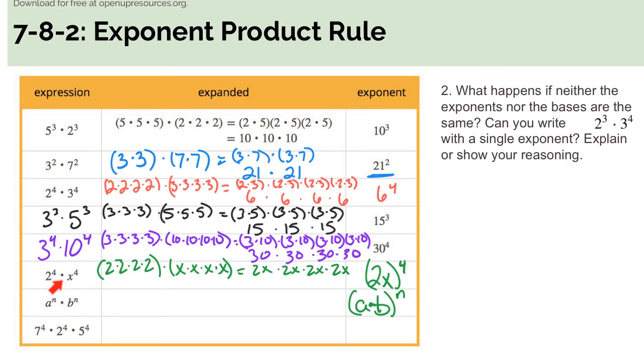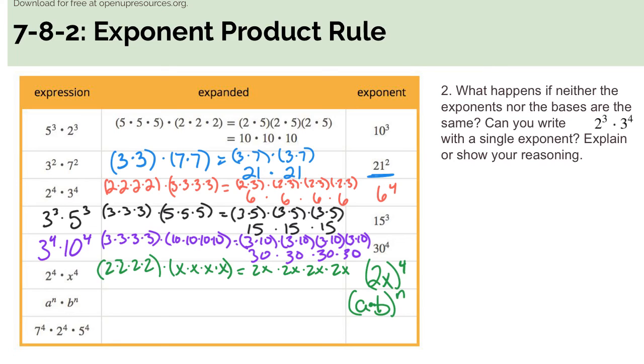Okay, 2 to the 4th times x to the 4th. Again, I expanded that out. And when I rearrange, I can write it as 2x times 2x times 2x times 2x. And that would be the same as 2x to the 4th power. I have to have parentheses here showing that I'm taking the whole thing, 2x to the 4th power. Right here, now I'm just going to use the rule that we've learned, that I can multiply a times b and simplify this as a times b in parentheses to the n power. The exponent stays the same.